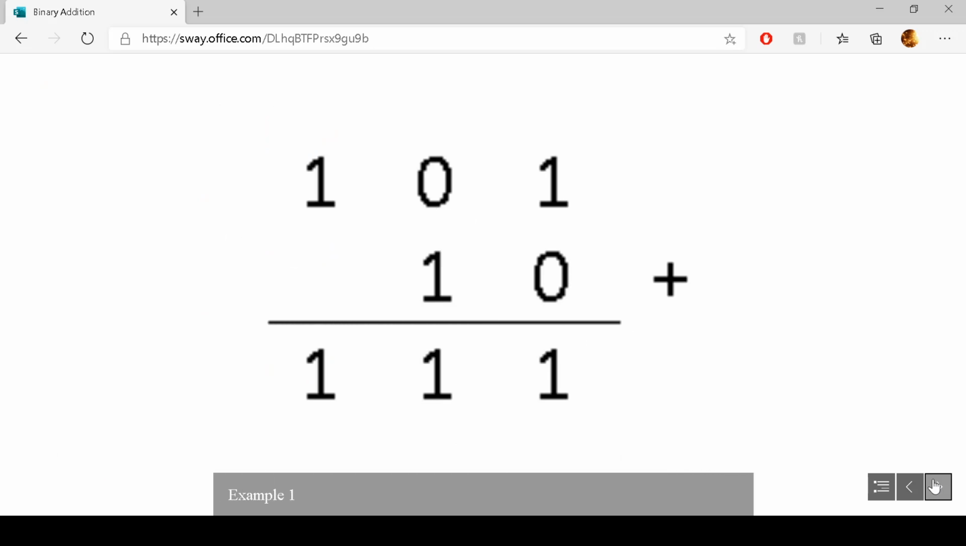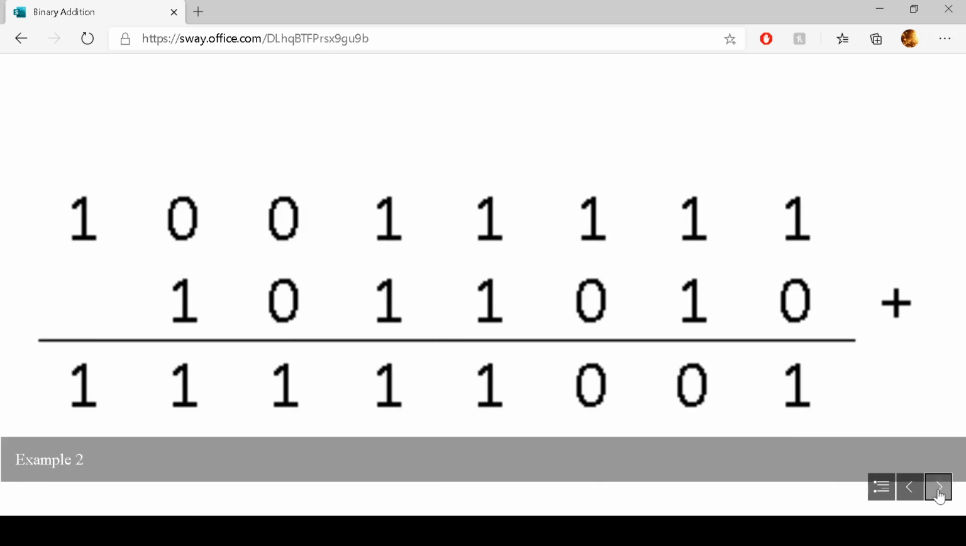Looking at our first example, remember, just like decimal, we start from the right hand side. So we have 1 plus 0. 1 plus 0 is 1, so we can put 1 in the column and there are no carries. Moving on to our next column, we have 0 plus 1. The result of this is 1. We have no carry, so we can move to the next column. The next column has 1 on its own, so we can just bring the number 1 down. So the result for this calculation is 1, 1, 1.